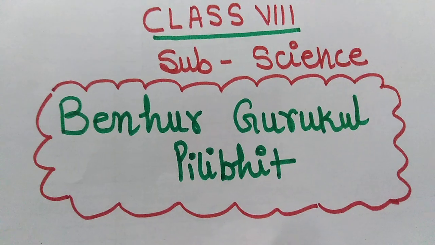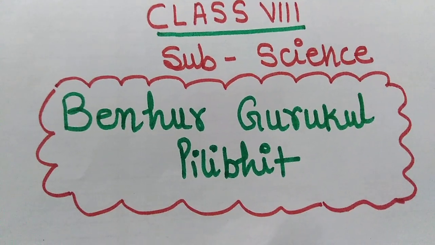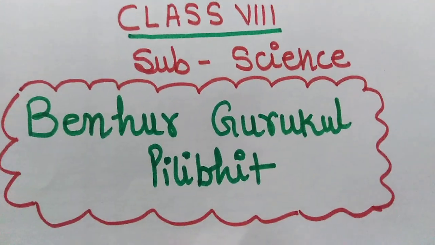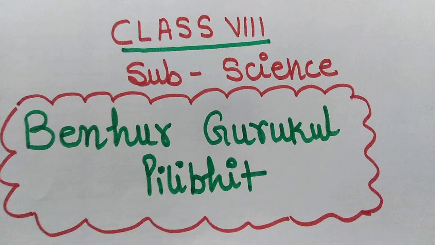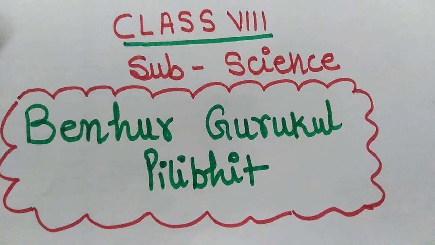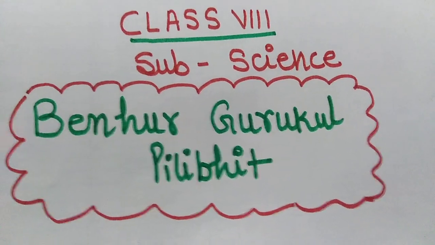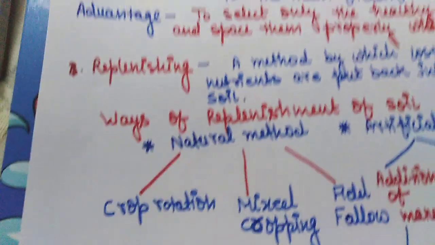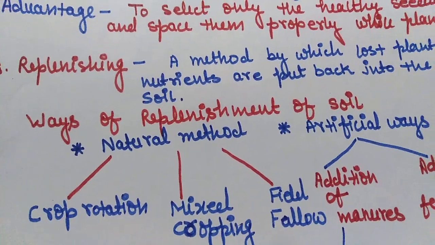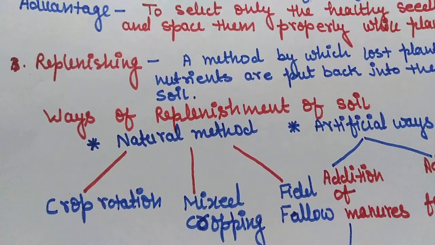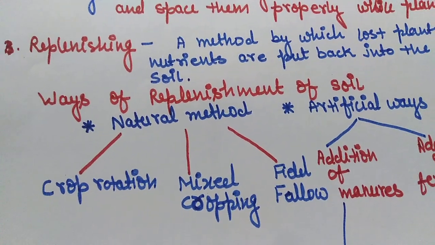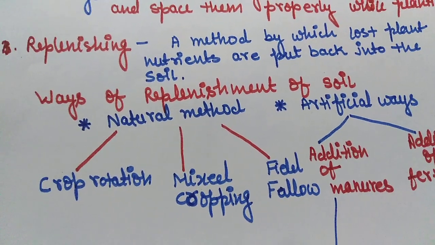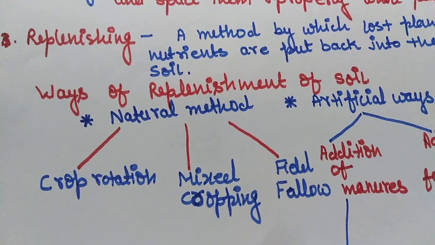As you know very well, we were discussing chapter number 1, crop production and management. In sequence, now we have another topic, which you are already familiar with. In the previous video, we discussed the replenishment of the soil. What do you mean by the replenishment or enrichment of the soil? Dear student, this is a method by which the lost plant nutrients are put back into the soil.